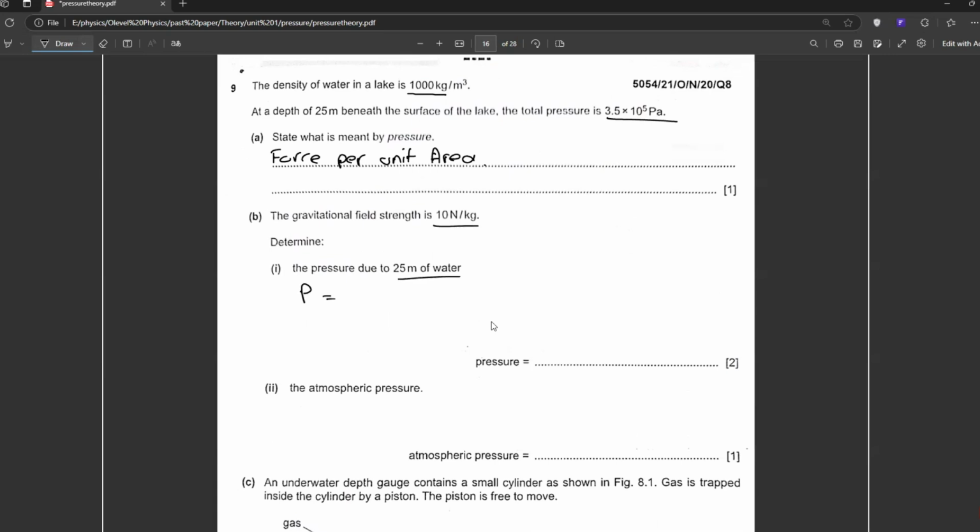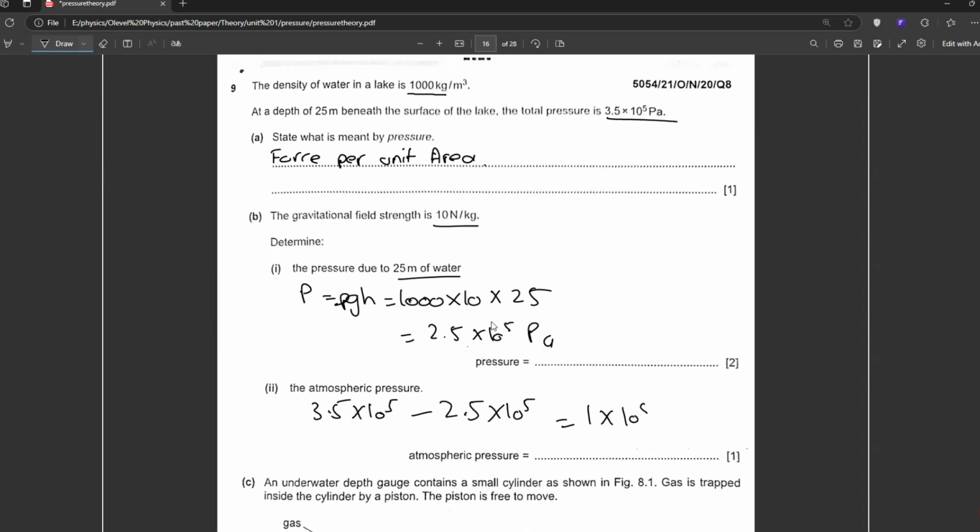Very, very easy. Pressure is equal to rho g h. Rho is 1000. G is 10. Your height is 25. So your answer will come out to be 25 into 10 into 1000. This comes out to be 2.5 into 10 raised to the power of 5 pascals. What is your atmospheric pressure? When you subtract both of these pressures, you will get the atmospheric pressure. 3.5 into 10 raised to the power of 5 minus 2.5 into 10 raised to the power of 5. This gives you your atmospheric pressure of 1 into 10 raised to the power of 5 pascals.